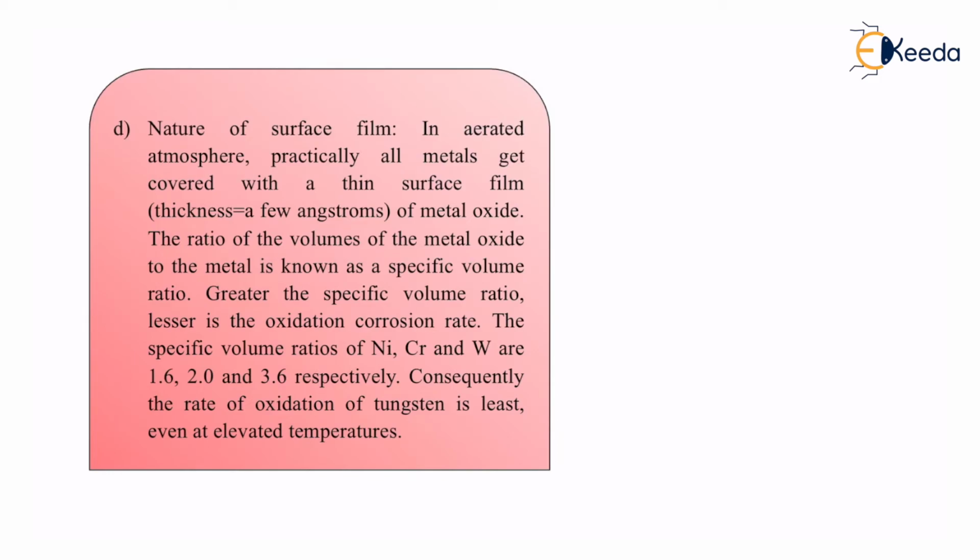The specific volume ratios of Ni, Cr and W are 1.6, 2.0 and 3.6 respectively. Consequently, the rate of oxidation of tungsten is least even at elevated temperatures. So tungsten itself, even at high temperatures, will have a very low oxidation rate because of its high specific volume ratio.